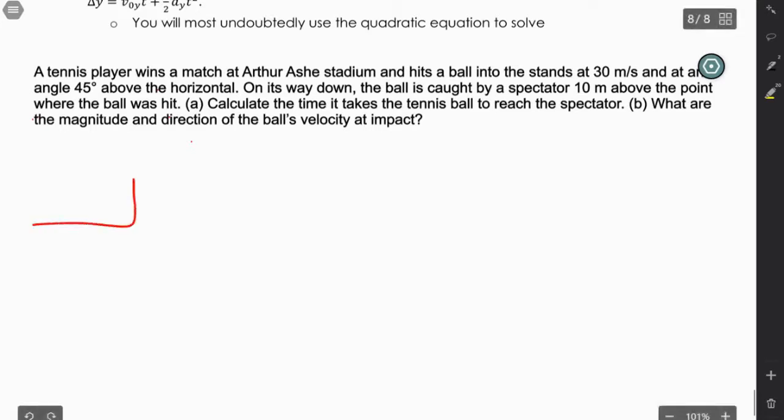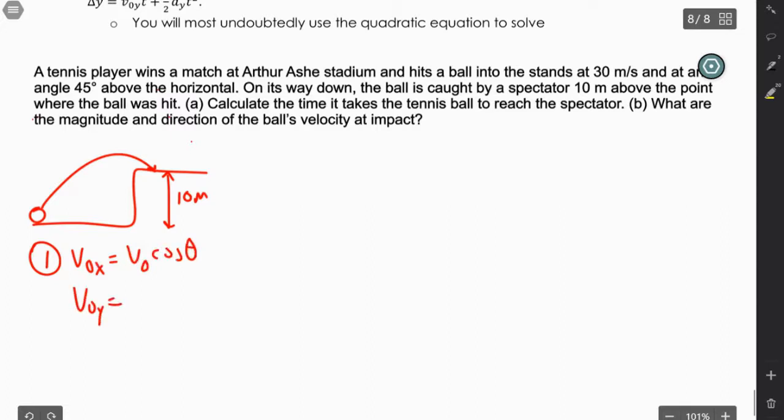So here's basically what we have happening. The ball's hit, and the person is sitting 10 meters above. Again, just follow your steps. V0x equals V0 cosine theta. V0y equals V0 sine theta. The great thing is when it's 45 degrees, the answers are going to be the same. So we're going to do 30 cosine 45, which is 21.2 meters per second, and it's also going to be our y component.